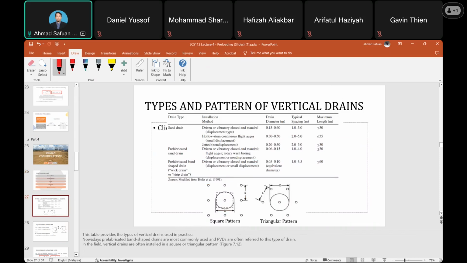We have the sand drain installation method: driven or vibratory closed-end mandrel, continuous auger, jetted, which is a non-displacement method. The drain size is given there: drain diameter, typical spacing, and maximum length.